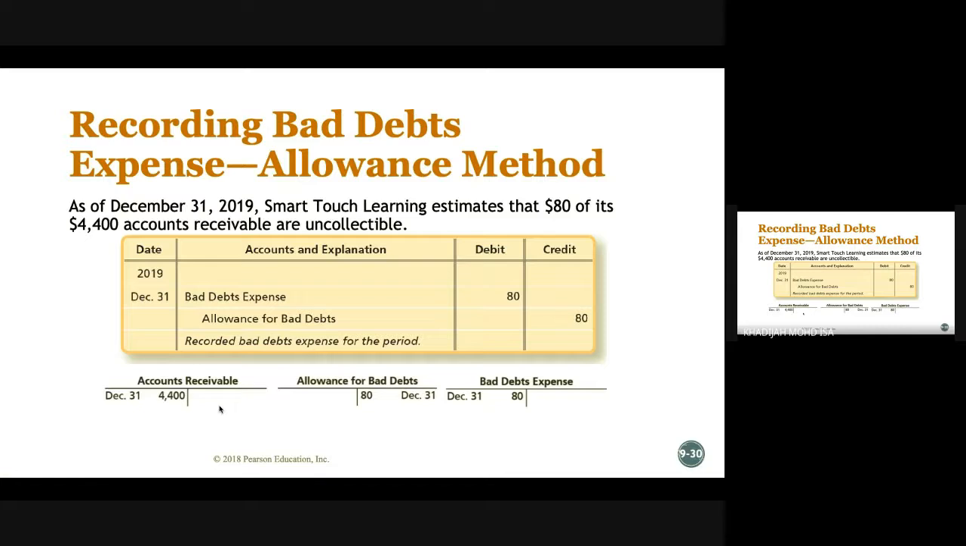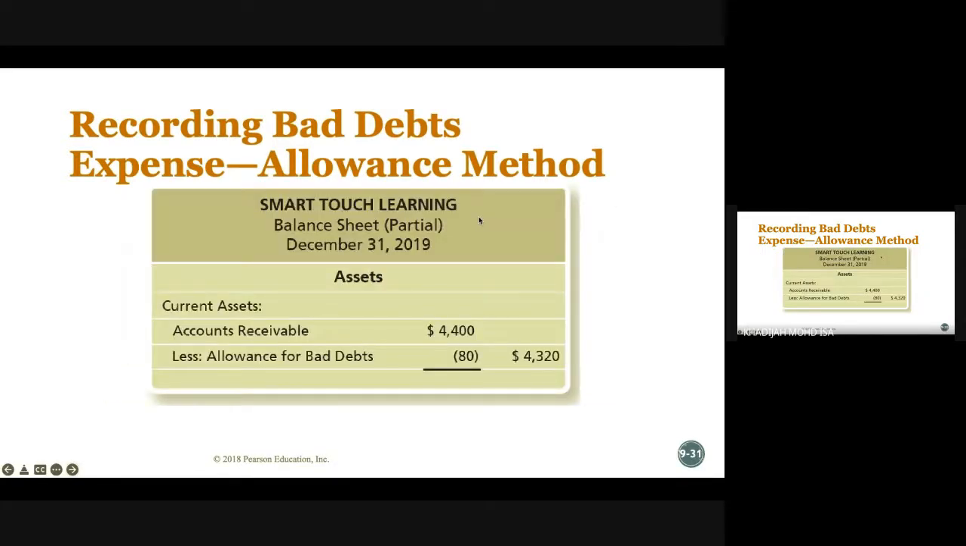Has it become bad? Not yet actually, you only estimate. So when you have that, you're going to have your accounts receivable and then minus your allowance for bad debts. That's why I say that allowance for bad debts is the contra account for your accounts receivable. So 4,320 is what we call the net realizable value.